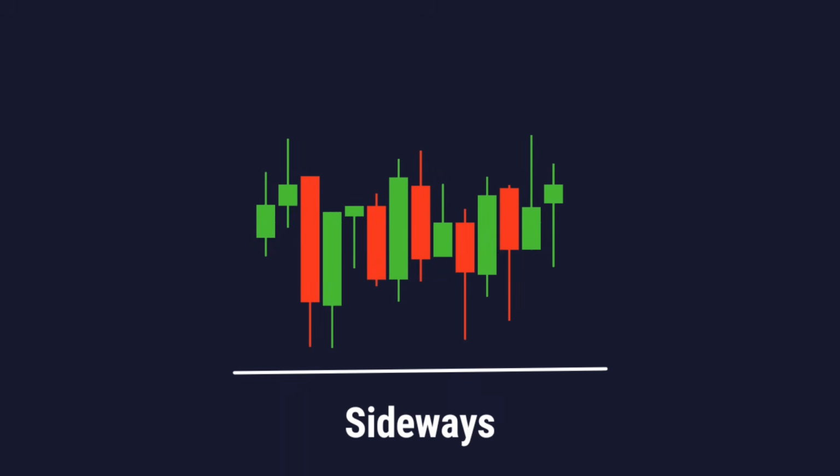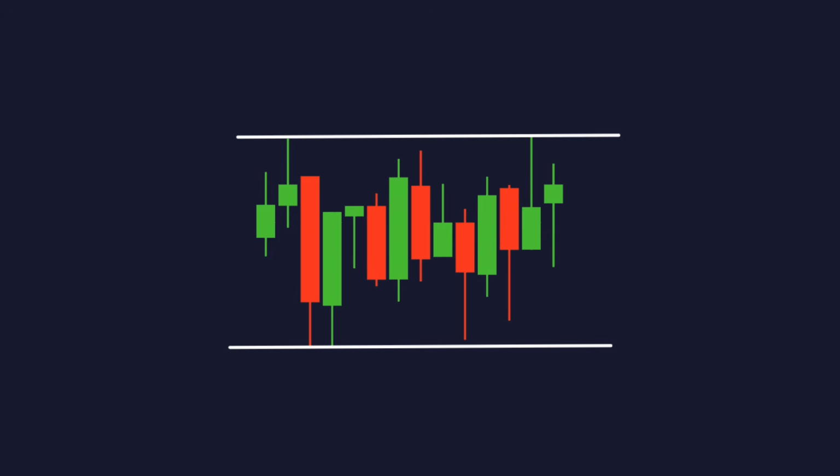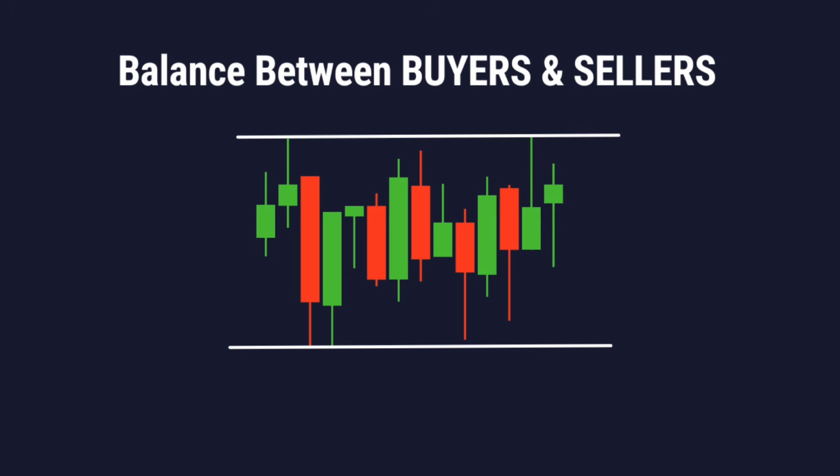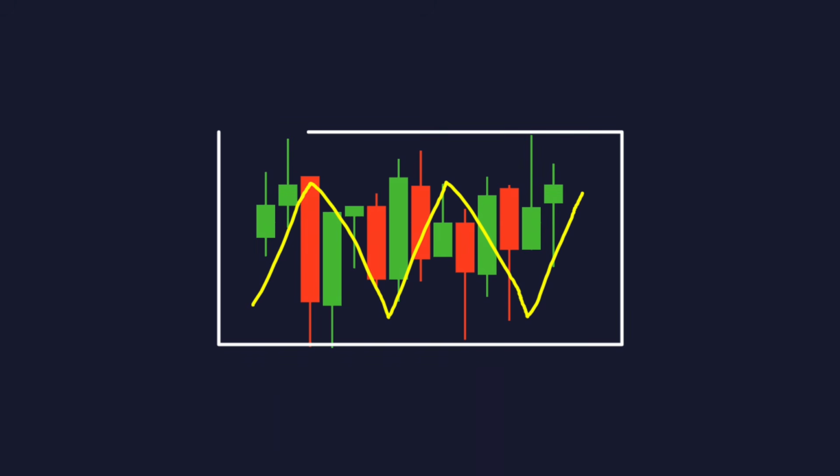Consolidation is when price moves sideways in a tight range. It's not moving up and price is not moving down. It's just bouncing in between a range. Buyers and sellers are roughly balanced, so price chops back and forth in what you could call a box.